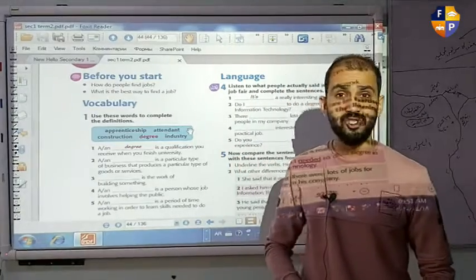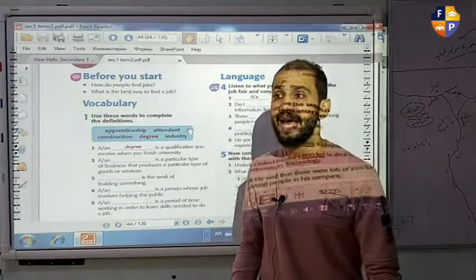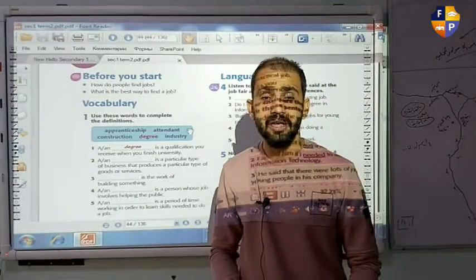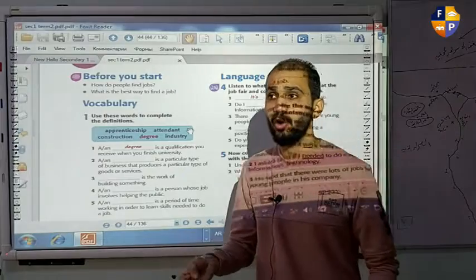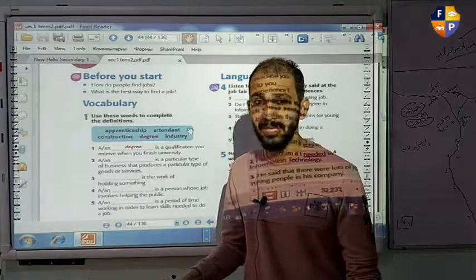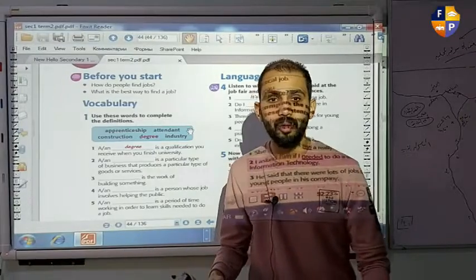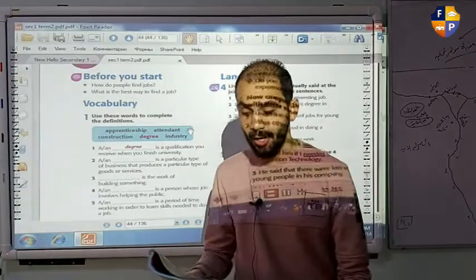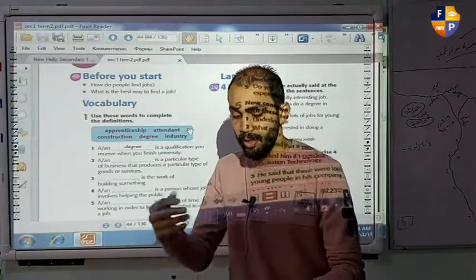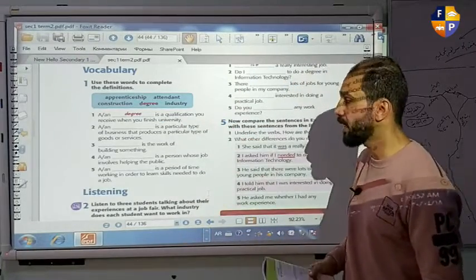So what does the word apprenticeship mean? Apprenticeship means the period of time that you spend being an assistant, a helper. Okay, what about the attendant? An attendant is a person that serves or helps others. Okay, what about construction? A building. And what about degree? It is the mark that you get from your university. Okay, industry, as we said, is the production of goods. So let's move to the exercise directly to match each word with each definition.